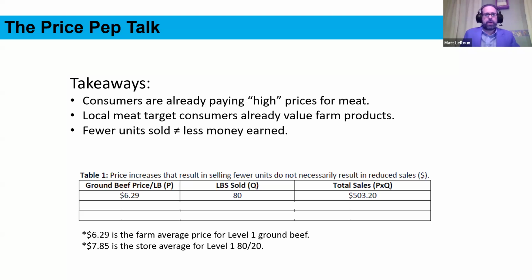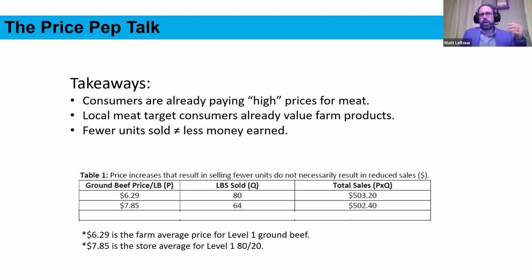And so I have this little table at the bottom here. I'm using some prices from 2021, back when the average farmers market price for a level one ground beef was $6.29 across several farms. And if you were typically selling 80 pounds a month through the farmers market, then you were grossing $503, right? So price times quantity gives you the total sales of $503.